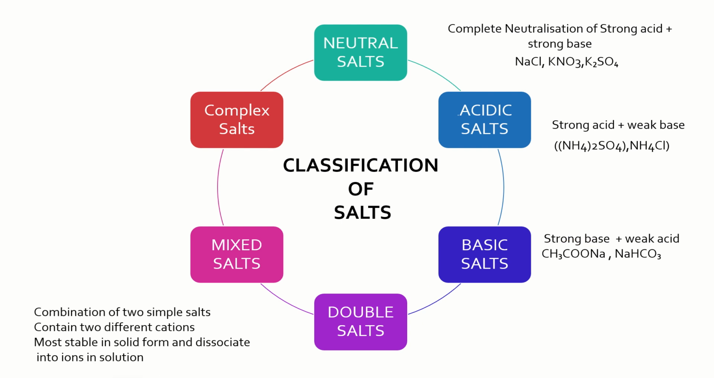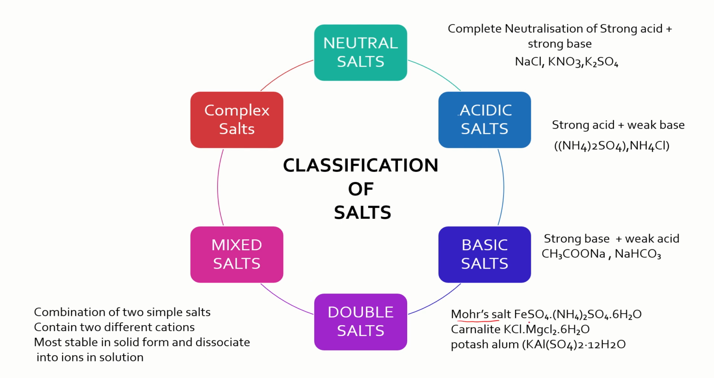Next is a double salt. Double salt is formed by the combination of two simple salts and contains two different cations. It is mostly stable in solid form and it will dissociate into ions in solution. Example, Mohr salt, FeSO4.(NH4)2SO4.6H2O. Another example is carnallite, KCl.MgCl2.6H2O. Another example is potash alum, which is also a double salt, KAl(SO4)2.12H2O.